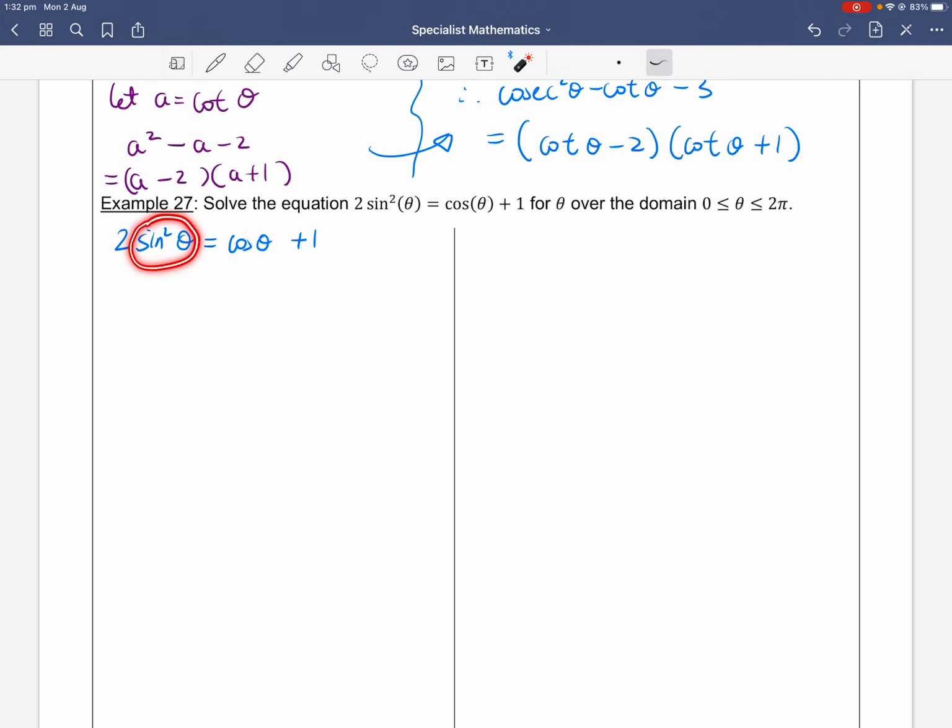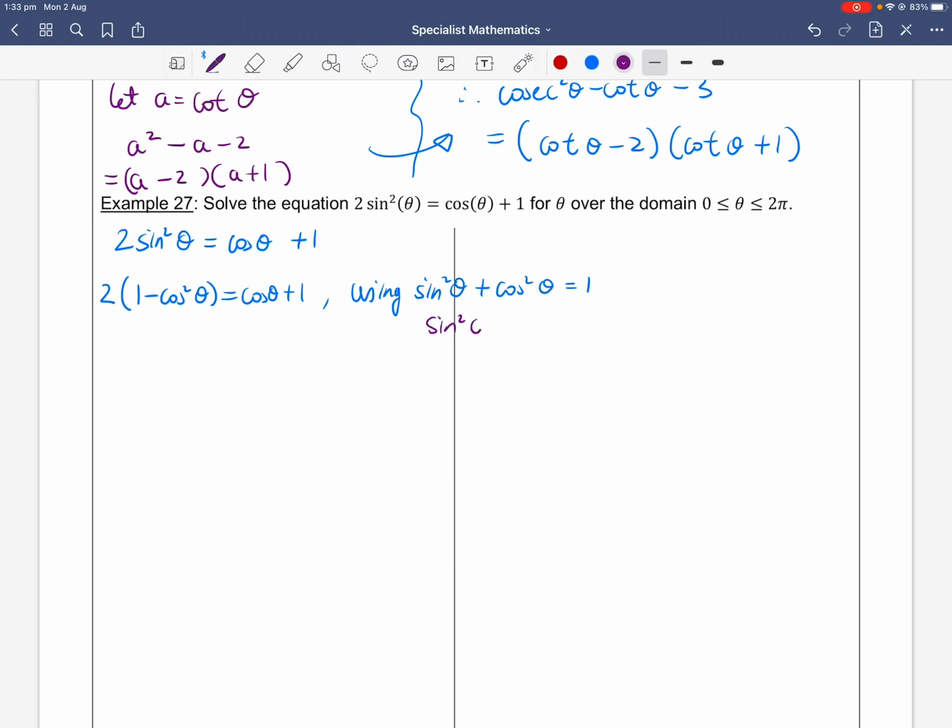Now, because of this sine squared, it'll probably be easier to rearrange in terms of cos, because sine squared plus cos squared equals 1. So if we rearrange it, we get sine squared is 1 minus cos squared. So let's do that. So this we can rearrange to 2 times 1 minus cos squared theta equals cos theta plus 1. Why? Because we are using the fact that sine squared theta plus cos squared theta equals 1, AKA we were using the rearranged version, which is sine squared equals 1 minus cos squared theta.